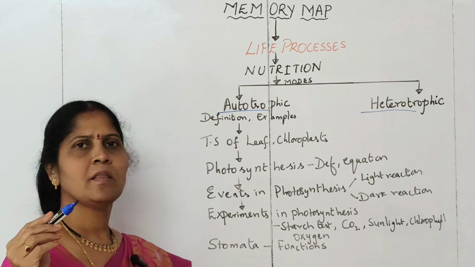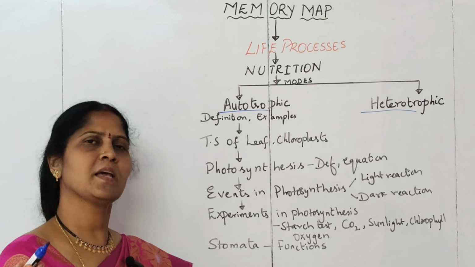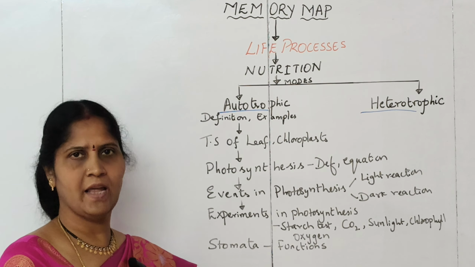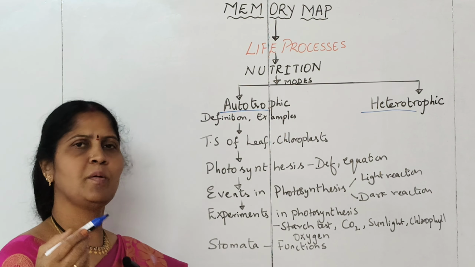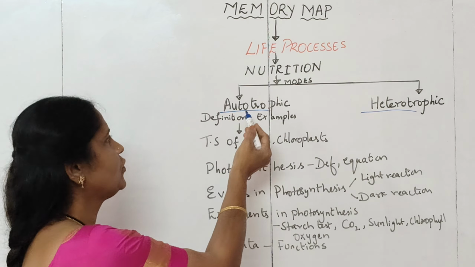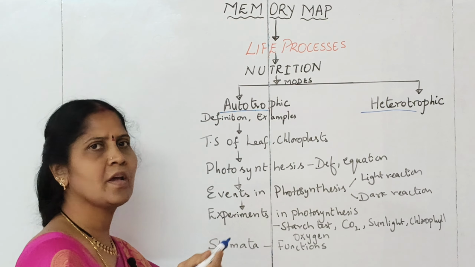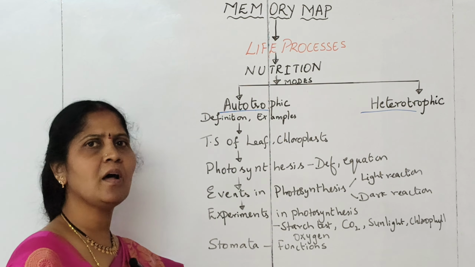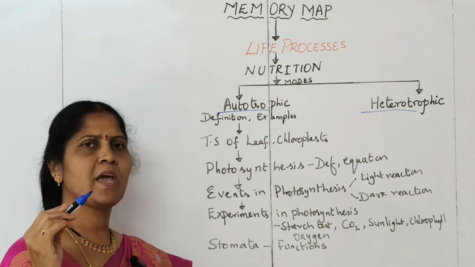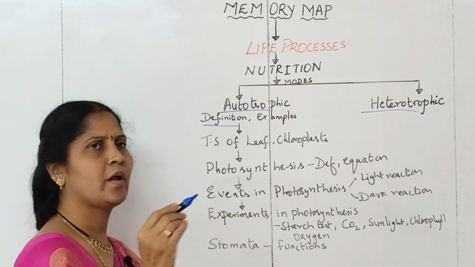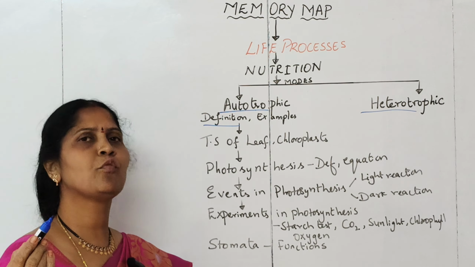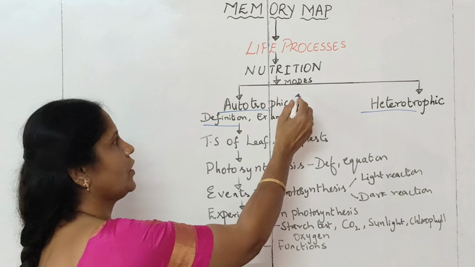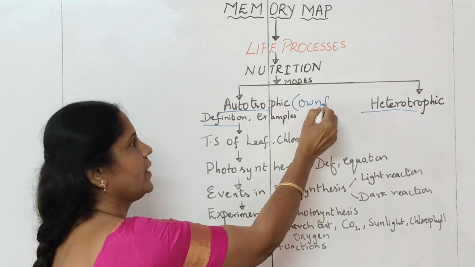Because there are different types of organisms, like the plants and the animals separately, there are different modes of nutrition. So there are two modes, autotrophic and heterotrophic. We started our discussion with autotrophic nutrition. We have given the definition wherein the organisms that prepare their own food are called autotrophs. So in autotrophic nutrition, they prepare their own food.